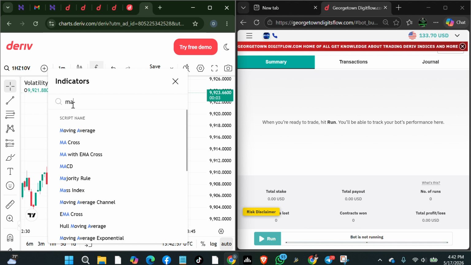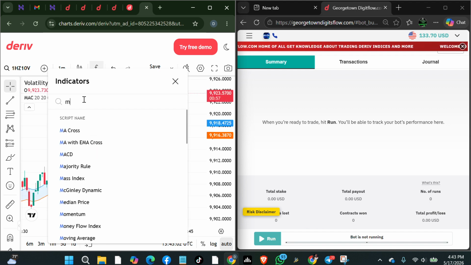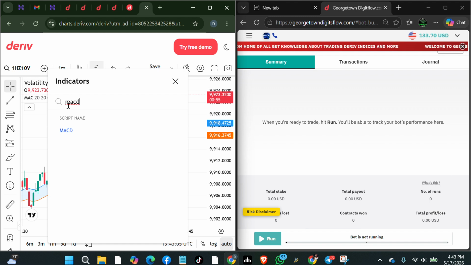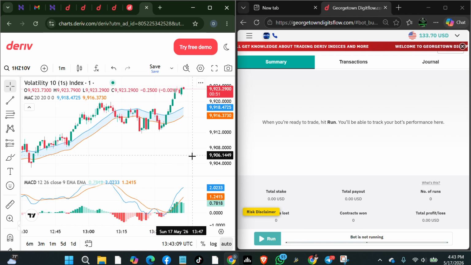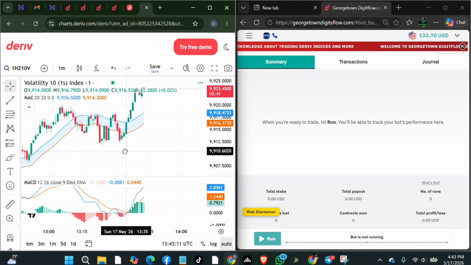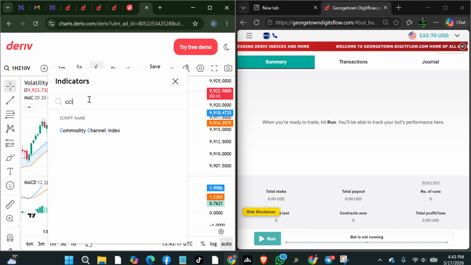So the first indicator tunaweka mark, that is the moving average channel. The second indicator kama kawaida tunaweka mark D, okay, like that. And then once you have done that, we'll not put any other indicator, but you can add the CCI. Let's just use the CCI to confirm our trend strength, like that.